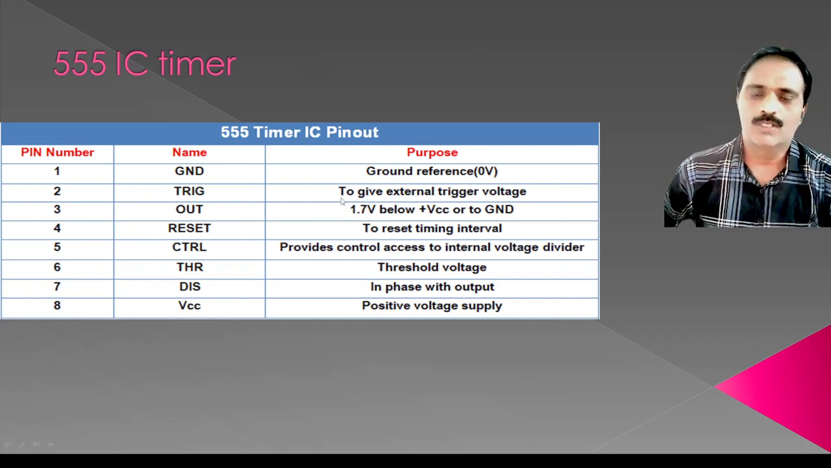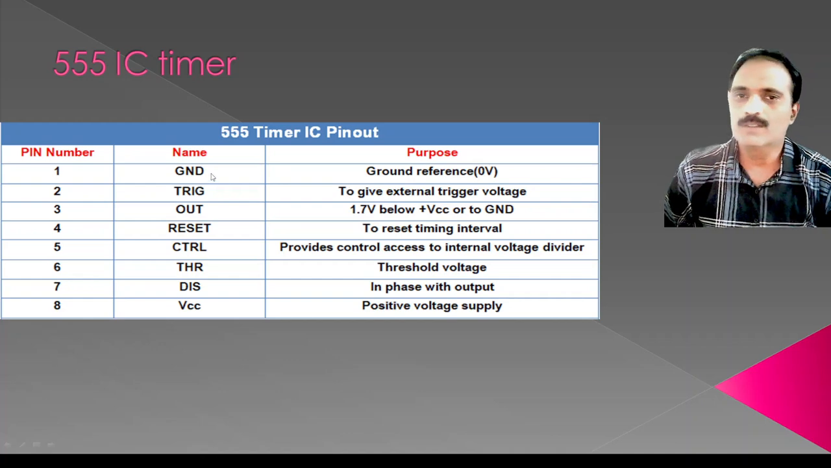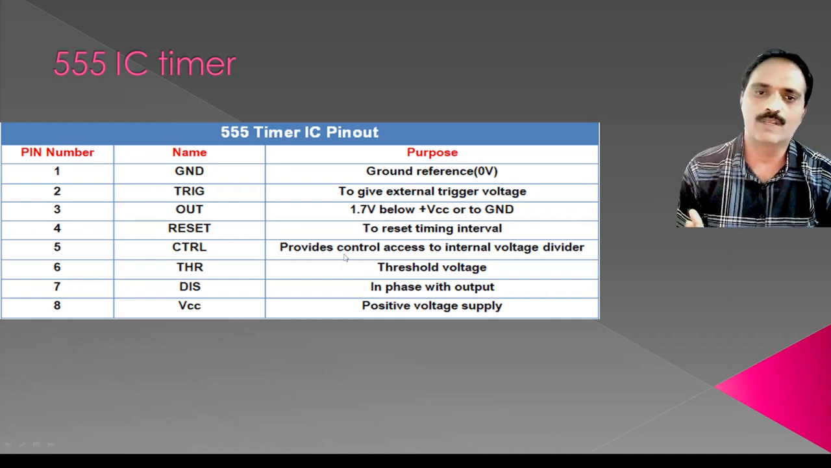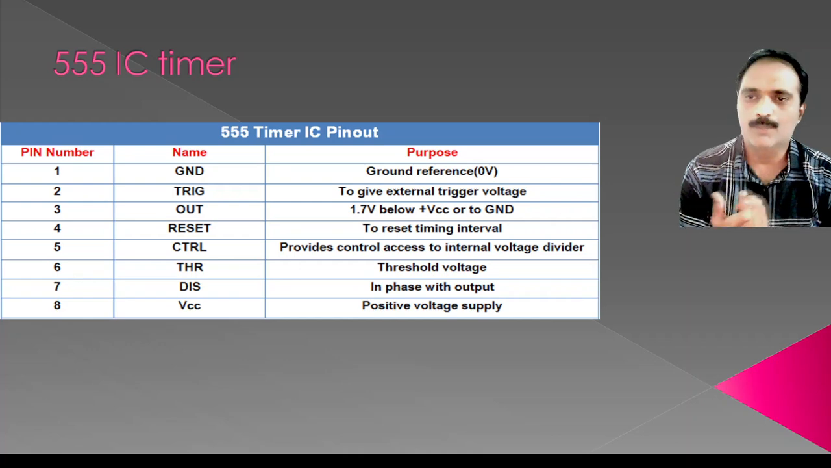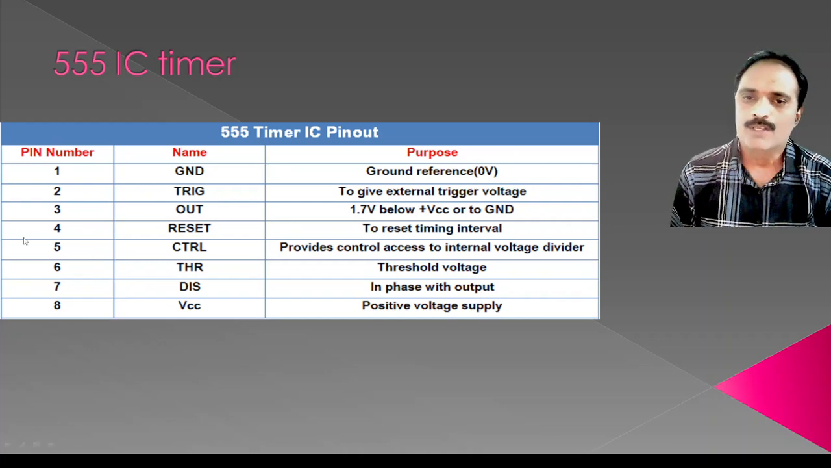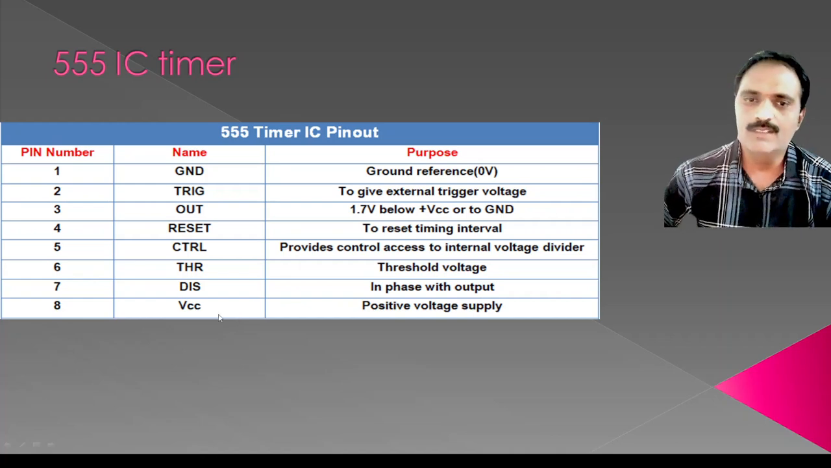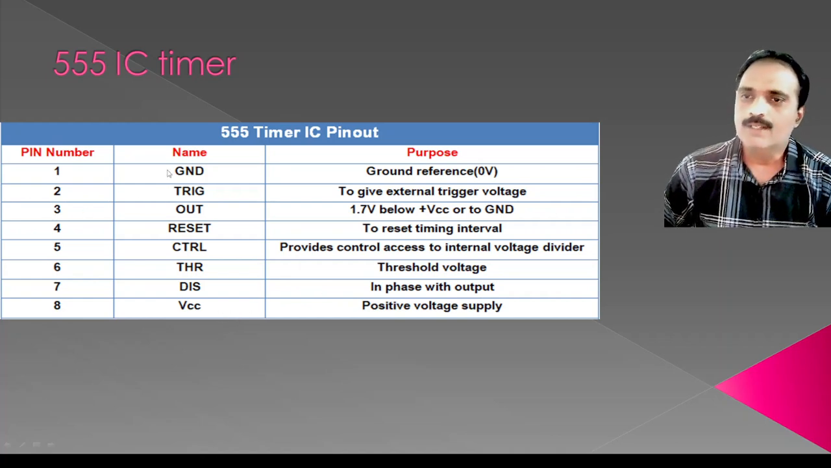Here is somewhat of a description of each pin. Ground reference, first one. Second one is to give the external trigger voltage. Third is the output voltage, which is 1.7 volts below plus VCC or to ground, and the fourth is to reset the timing interval. Control voltage provides access to the internal voltage divider. Generally a potentiometer can be used as this control to control the voltage. Then the threshold voltage, and this is the discharge, which will be in phase with the output, and VCC is the positive voltage supply. So these are the descriptions of the terminals that we use in this particular timer circuit.